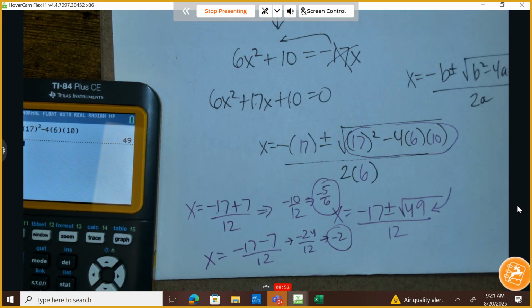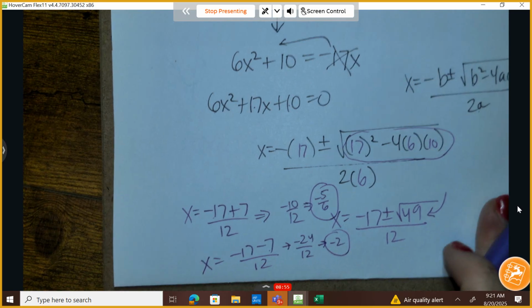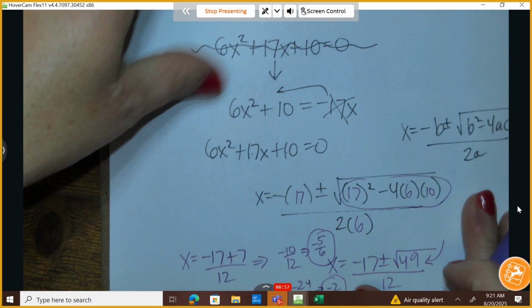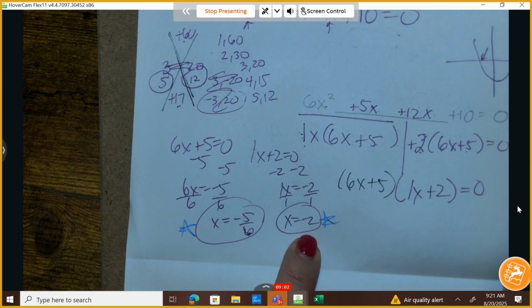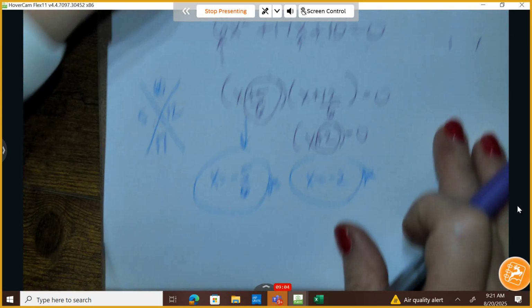And you're thinking, well, Miss Bradley, do I still need to check those answers? You would always check them. The reason I'm not checking them is I'm using the exact same equation three times. I've already checked those values. So that's why I'm not wasting your time to check.